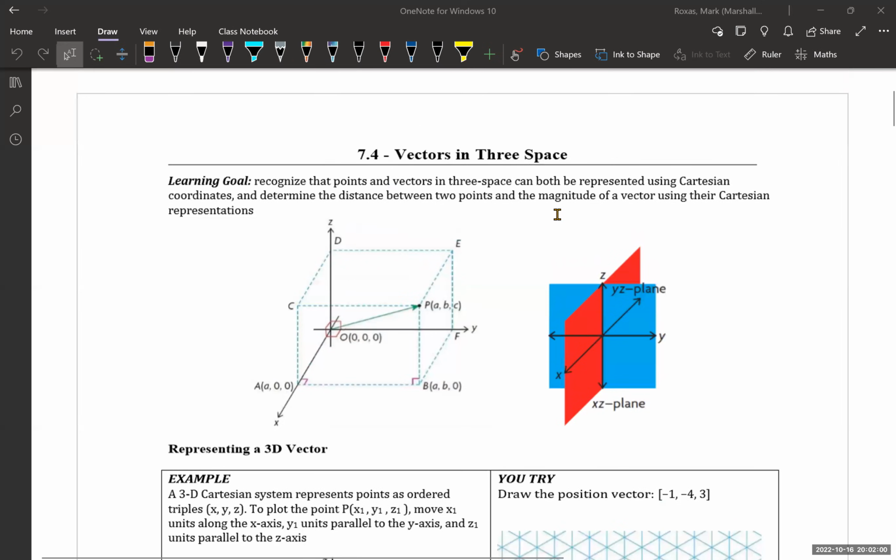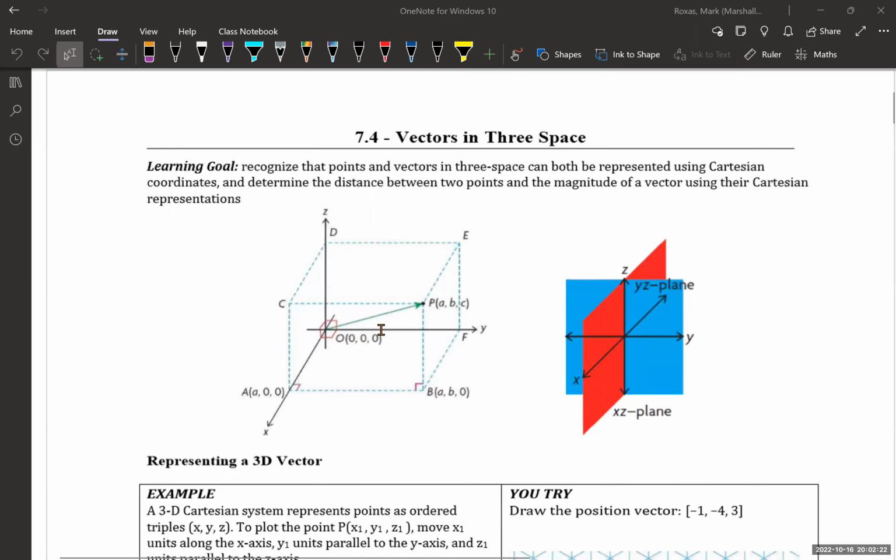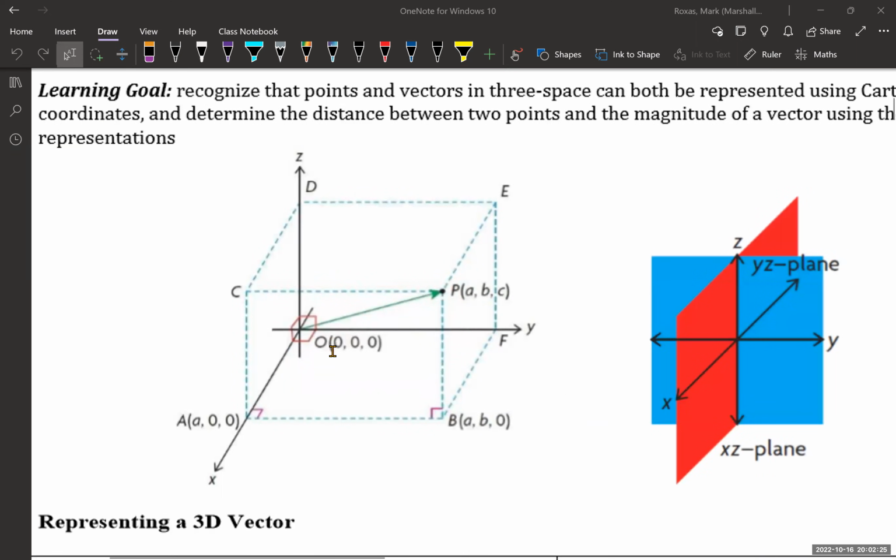Okay, 7.4, vectors in 3D space. So we're going to look at vectors that not only act along the x and y axis, but in 3 dimensions, we can represent vectors using a third coordinate axis, which is the z-axis that you see here in my diagram. Okay, so we're going to look at vectors represented in 3D space. Now our coordinates for points will have 3 parts, 3 components to it, as well as our vectors.